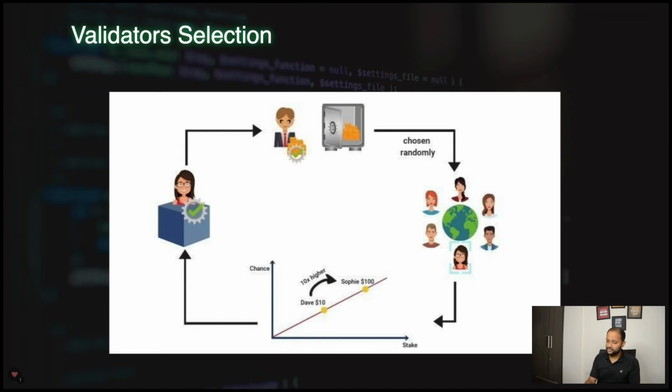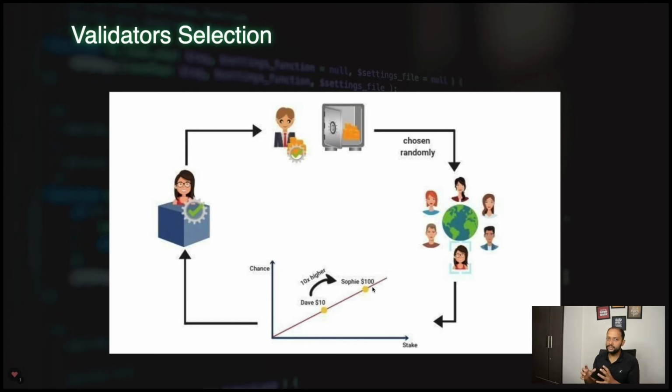Now these tokens, one can basically categorize as a security deposit, right? So these act like security deposits. Now the size of the deposit is going to determine the chances that the node has to forge the next block, right? So if you see this particular example, here in this very specific graph, Dave has deposited $10 and Sophie has deposited $100.